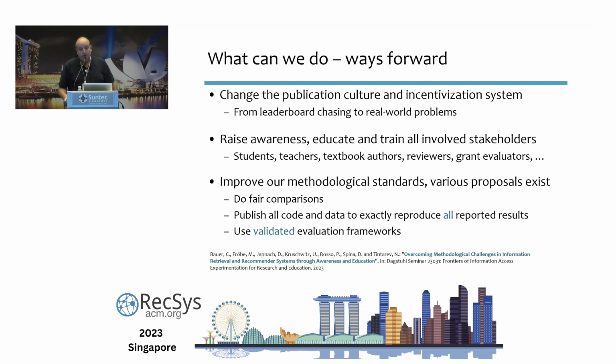Another aspect we should work on is raising awareness about the problem, which we try with this paper. We try to educate and train all stakeholders. If you look at textbooks, there's a lot about evaluation, but not much about tuning and proper methodology. Reviewers should be trained, students should be trained, professors need to be trained. And finally, we should also try to improve our standards. There are various proposals in the literature for how to do fair comparisons. Reproducibility is a cornerstone, so in the best case, you publish everything: your model, the baseline code, your evaluation code, pre-processing code, everything you need to get to the numbers that you ultimately report in the paper.